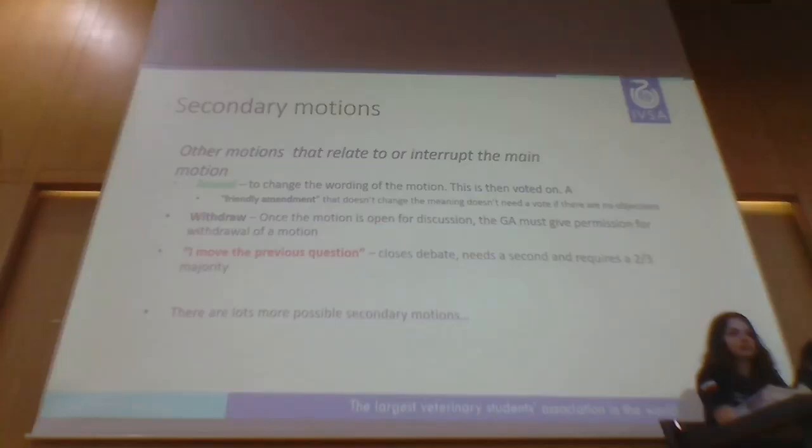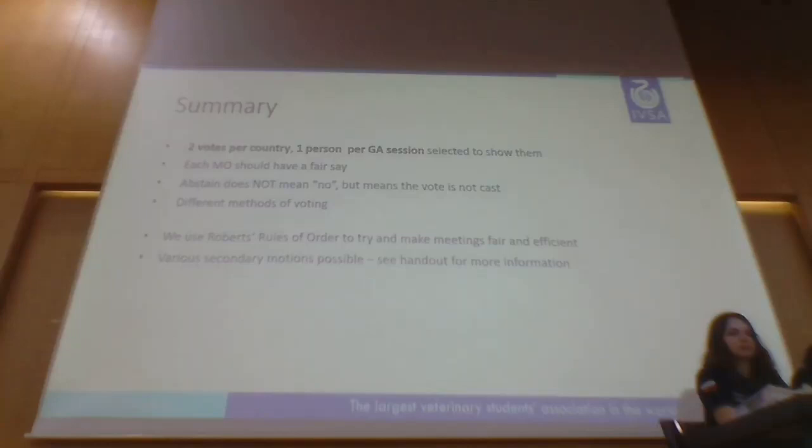There are lots more possible secondary motions. You'll understand a bit later. So, in summary, two votes per country, one person per GA session selected to show them. Each member should have a fair say. Abstain does not mean no. It means the vote is not cast. There are different methods of voting. We use Robert's Rules of Order to try and make meetings fair and efficient.